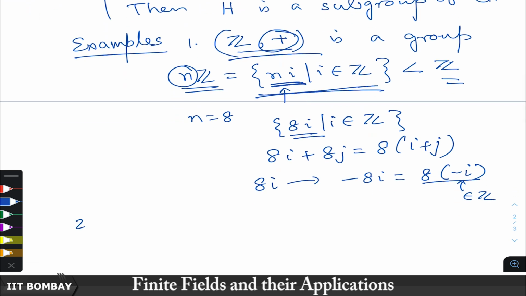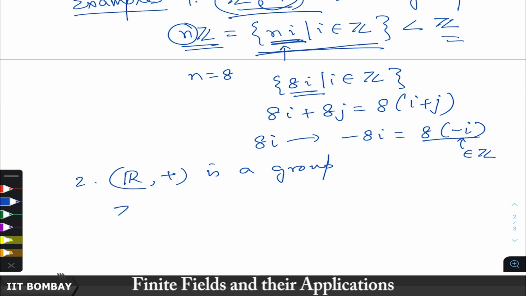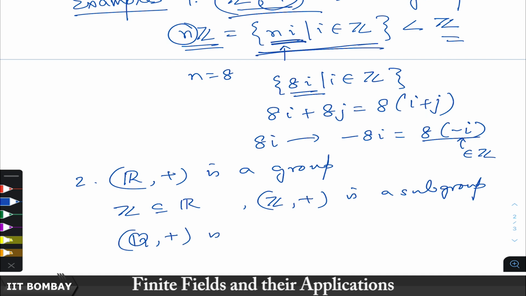So, this is a subgroup of this group. Now, we know that the set of all real numbers under addition is a group. You can see that Z is a subset and it is also a subgroup. In fact, the set of all rational numbers is also a subgroup.